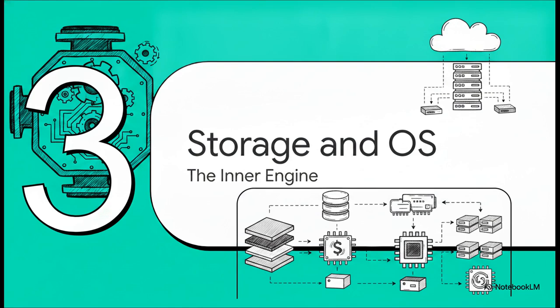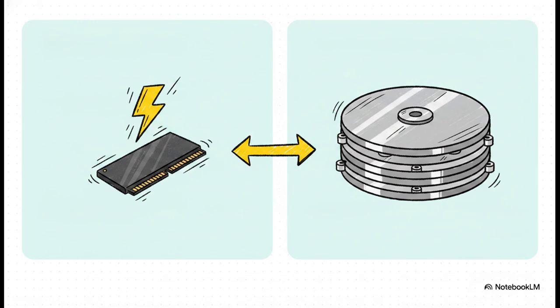Now we're diving deeper under the hood for storage and operating systems. Let's look at the inner engine. A database doesn't just exist in a vacuum, right? It relies heavily on the underlying operating system to manage files, memory, and processing power. So to really understand performance, we have to look at the hardware. Think of RAM, your random access memory, as your physical disk space. It is lightning fast to access, but it's volatile and strictly limited in size.